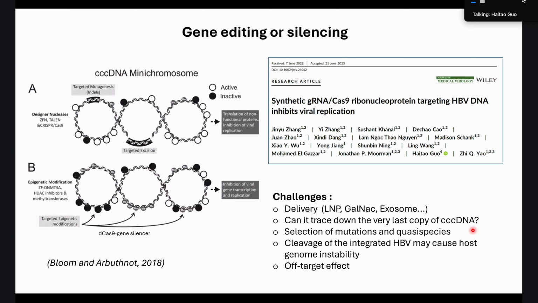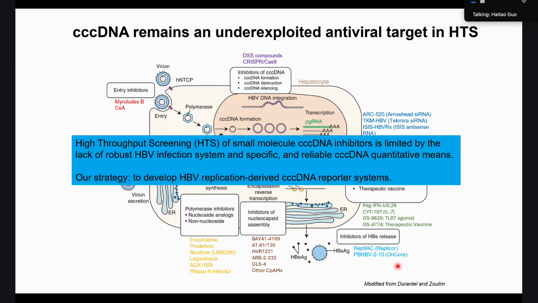And also maybe those approaches can select for mutations and quasi-species based on this sequence. And the cleavage of the integrated HBV DNA by those designer enzymes may cause host genome instability, because the sequence is the same between the integrated HBV DNA and the cccDNA. And also off-target effects could be considered. But in terms of high throughput screening to find cccDNA inhibitors, this is still an underexplored area. The main reason is that we don't have a really reliable and good marker for monitoring the cccDNA level in the infected cells.